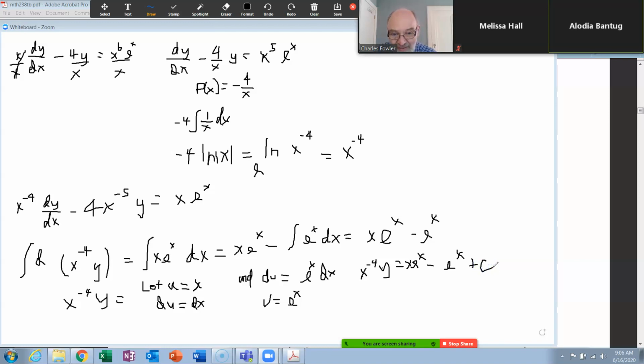Plus C, okay? Now, one more step you can do, since you got your y here, and that's the only place you got a y, and the x term here is multiplied by it, you can divide out, or in this case, multiply everything on both sides by x to the fourth. And that will get rid of this one. That will give you y is equal to x to the fourth times x will be x to the fifth.